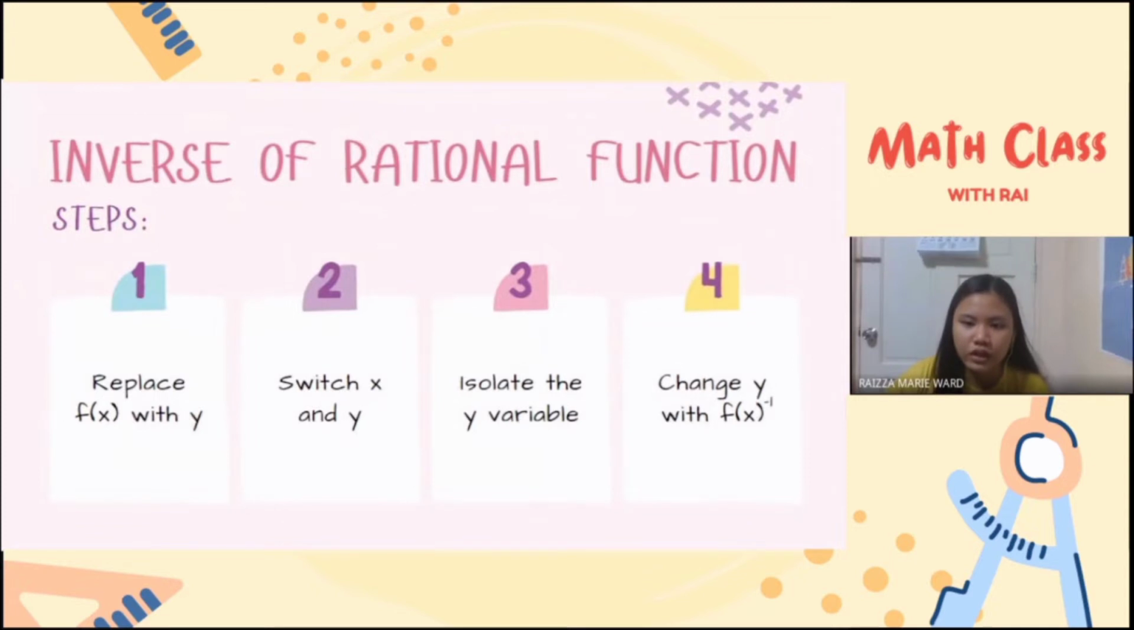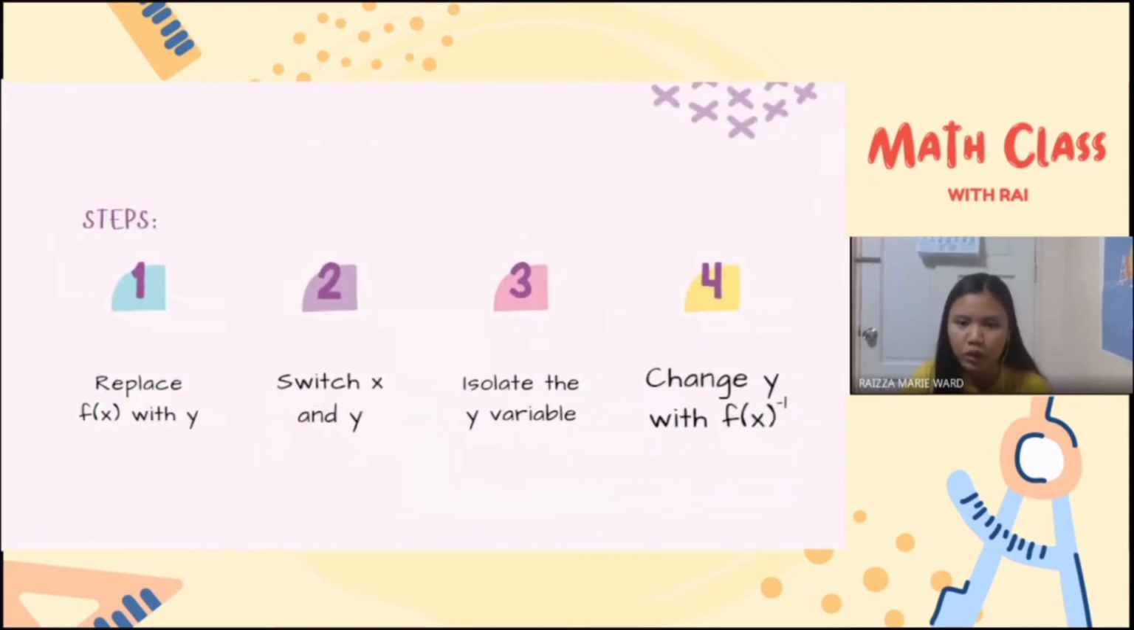Next, the inverse of a rational function. In here, we have the 4 steps to follow in our solving process. First is to replace f(x) with y. Second is to switch x and y. Third is to isolate the y variable. And fourth is to change y with f^-1(x). So inverse, meaning kabaliktaran, f(x) will be f^-1(x) na in writing our final answer. Let's follow these steps on our example.